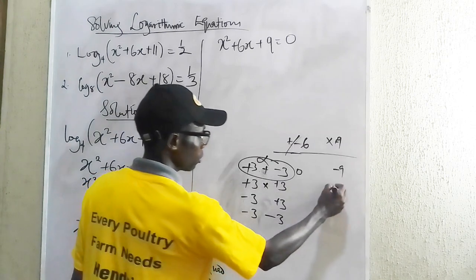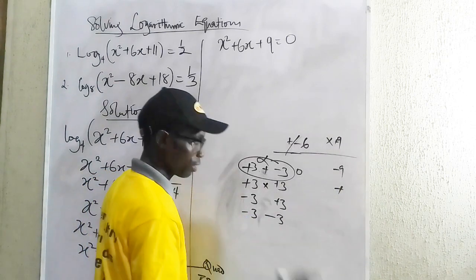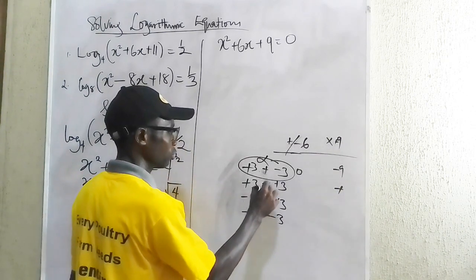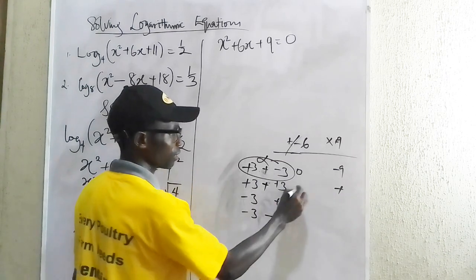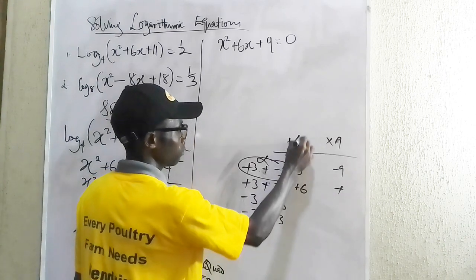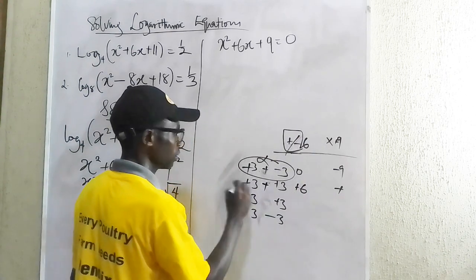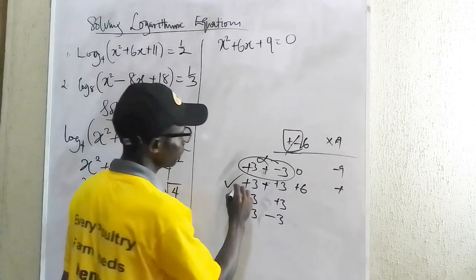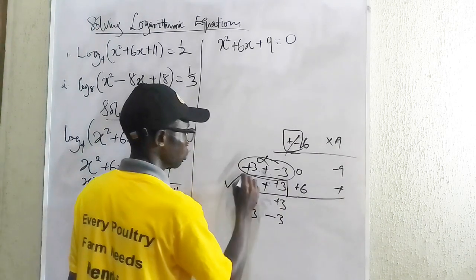If I do this, now let's put a times. Plus times plus is plus. It's looking like this. That's correct. And then if I use addition, 3 plus 3 is 6. Oh, that's good. It's giving us plus 6. This one is correct.